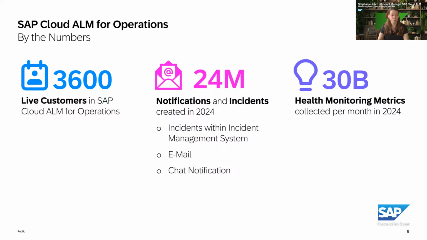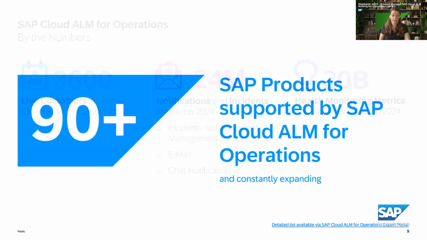So you can imagine this is a lot of what is ongoing, what we are offering you and providing you to support you to run your landscape in the best way possible. In total, we are supporting more than 90 products in the operations area. There's also a link in the slides available where you can then find further information.